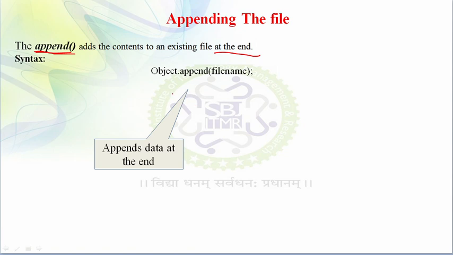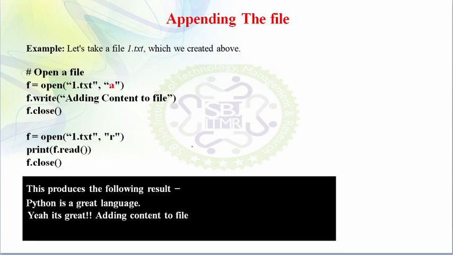The syntax for appending data into the file is, we have to use the file object, and after that the append method, and in parentheses we specify the file name. Let's see this with the help of an example. We are taking the same 1.txt file so that we can see how it is accessed in different modes. So we are opening the file in append mode.